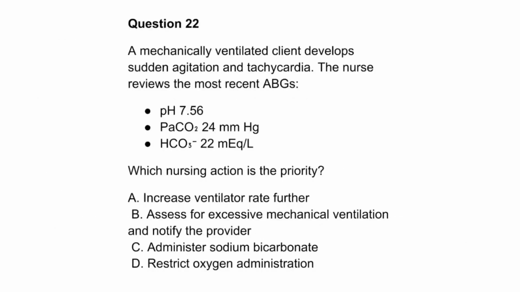Question 22. A mechanically ventilated client develops sudden agitation and tachycardia. The nurse reviews the most recent ABGs. pH 7.56. PaCO2 24 millimeters of mercury. HCO3 22 milliequivalent/L. Which nursing action is the priority?